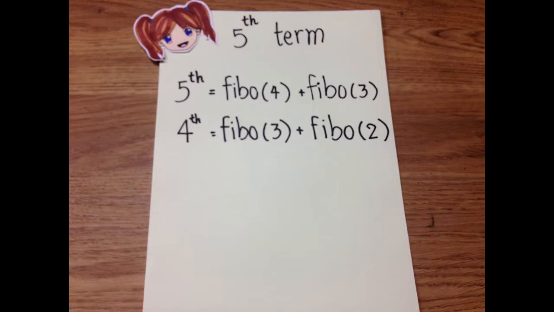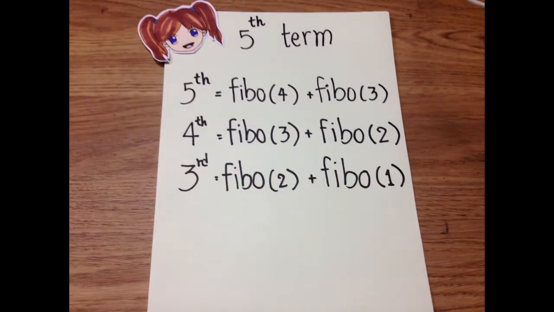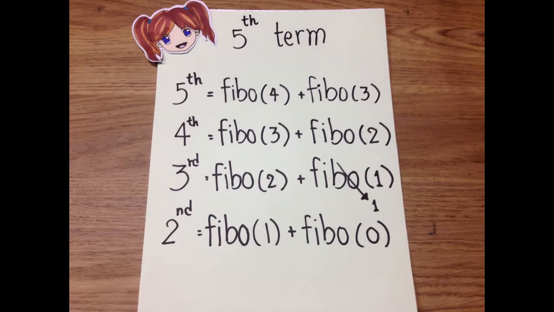Now we come to the third term. The third term equals the second term plus the first term. We know only the first term, that it equals 1. Then we call the function again. The second term equals the first plus the 0 term. Now we get the value for the second term is 1.